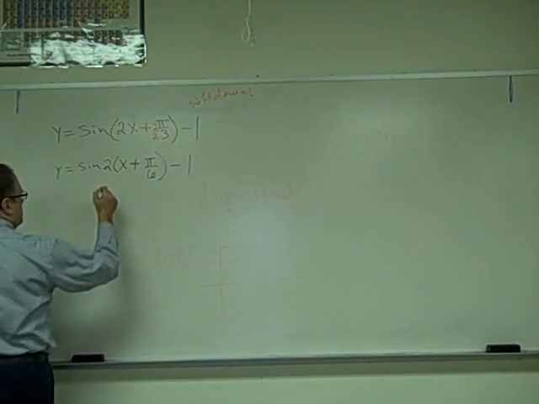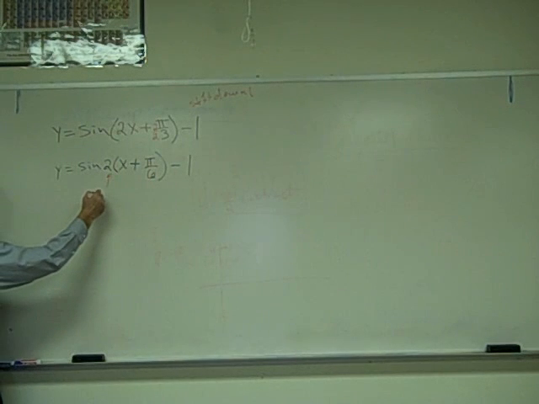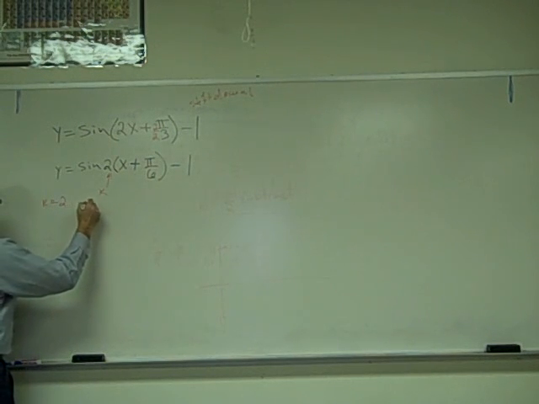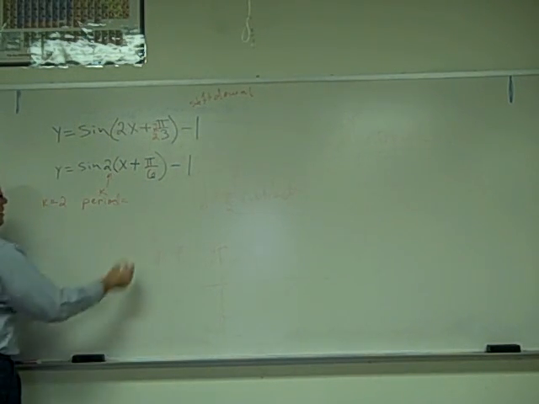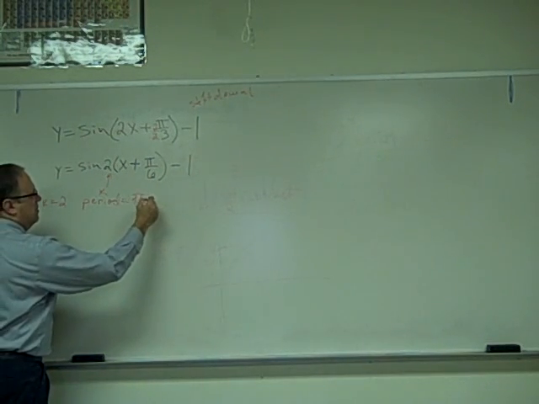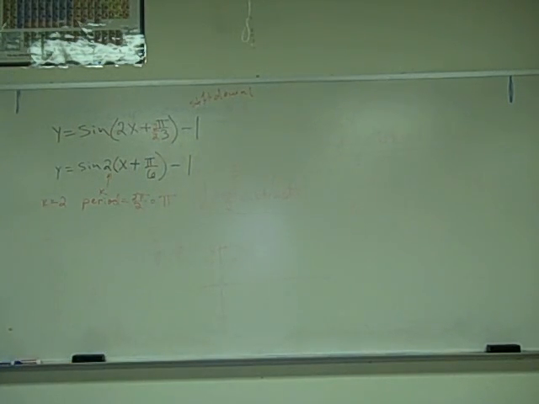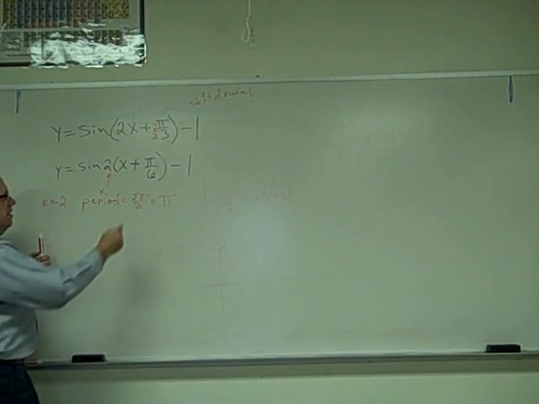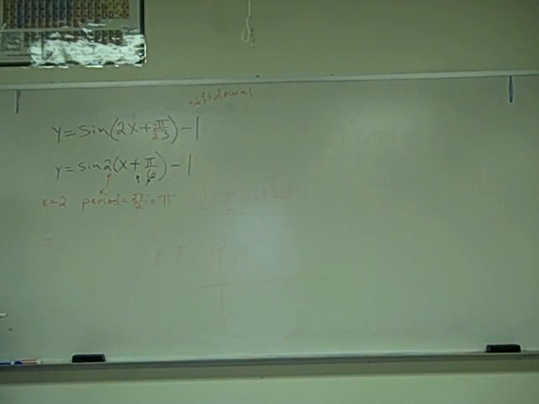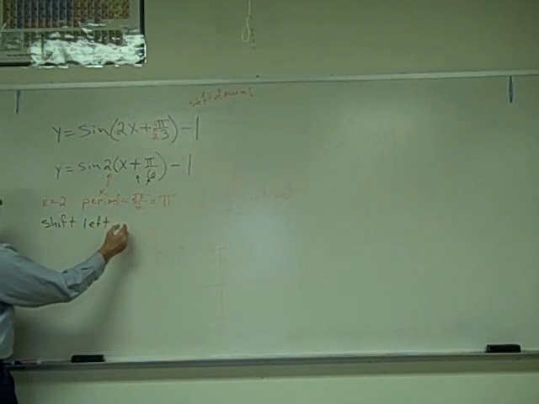The 2, what's this? K. Our k, right? That means if k equals 2, that means our period must be what? Pi, right, because this will be 2 pi over 2, okay? And this plus pi over 6, right? What does that tell us? It's going to shift left. Good. Left by how much? Pi over 6.